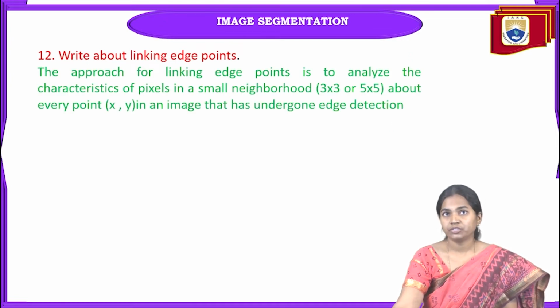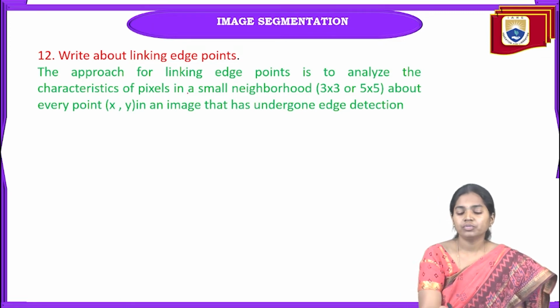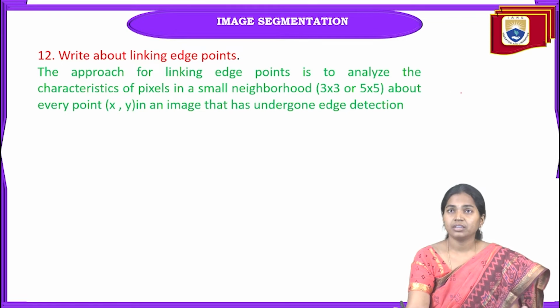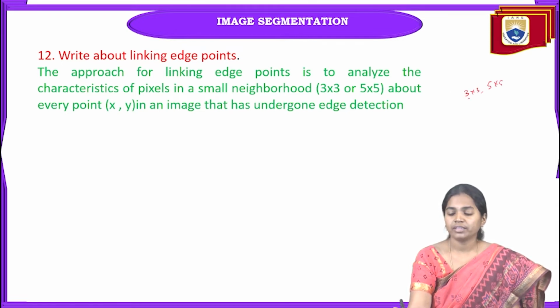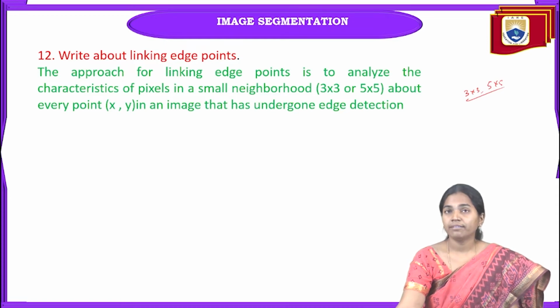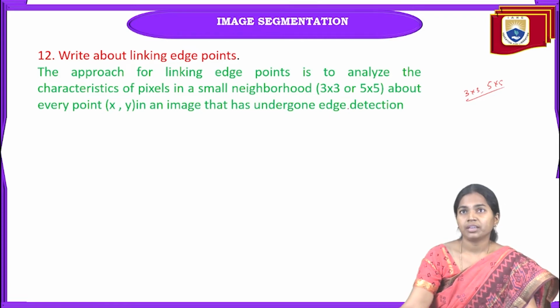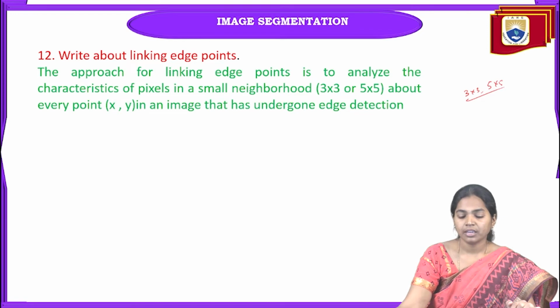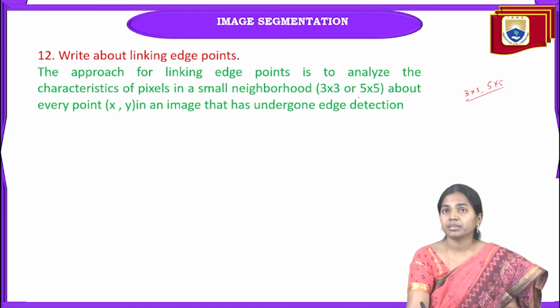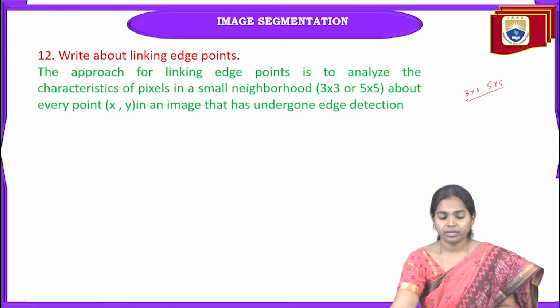Write about linking edge points. The approach for linking edge points is to analyze the characteristics of pixels in a small neighborhood. The filter mask size is 3 by 3 or 5 by 5, about every point x, y in an image that has undergone edge detection. So this is how we find edge linking.